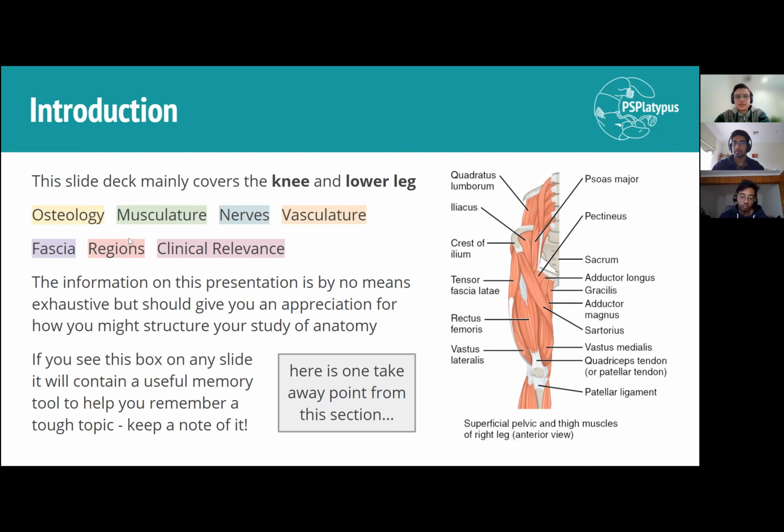And we'll also discuss some of the regions. There's only really one that's really important here. And then finally, the most important thing, which is clinical relevance. Again, if you see this box anywhere, the little gray box, that's probably the most important thing you want to take out of it. Or it's a memory tool that I used to be able to remember something that was a little bit more complex. Okay, let's get started.